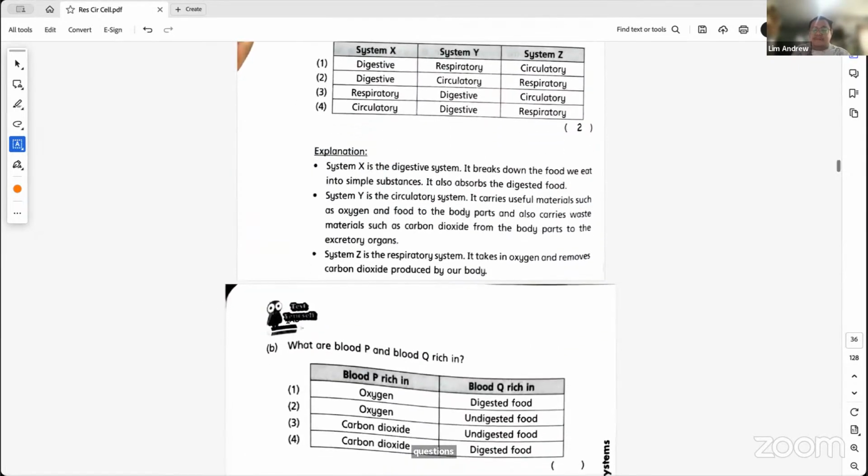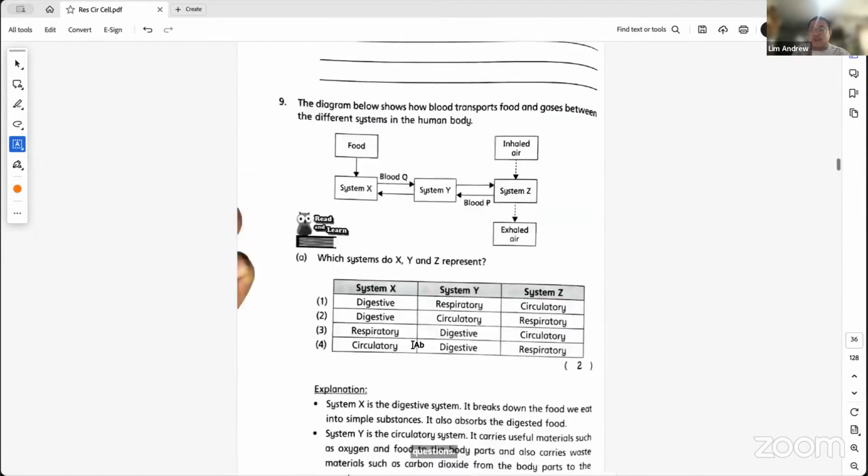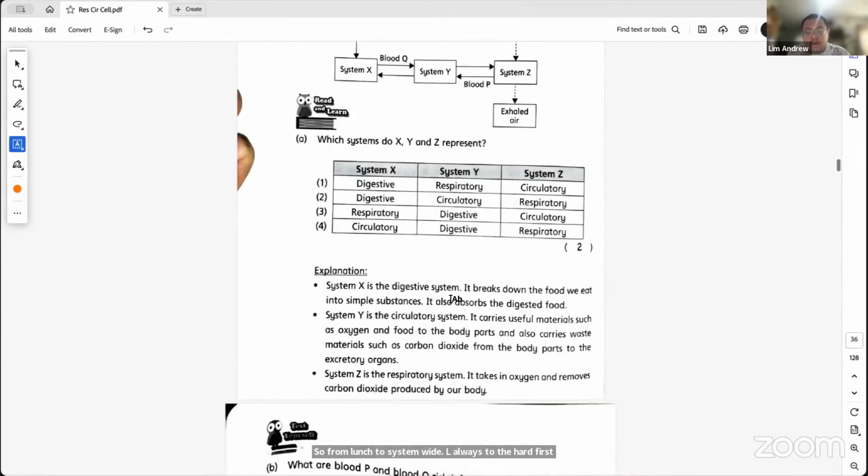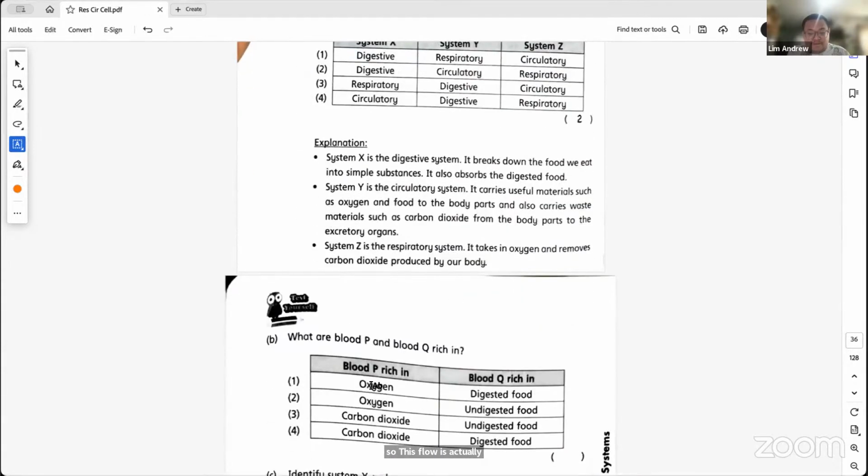So what are blood P and blood Q rich in? Where is blood P? Blood P is from system Z to Y. Q is from X to Y. We know that system Z has air involved. When you have air involved, the system is the respiratory system, the lungs. So from the lungs to system Y, lungs always go to the heart first. So this flow is actually rich in oxygen. Therefore, its answer is either 1 or 2.